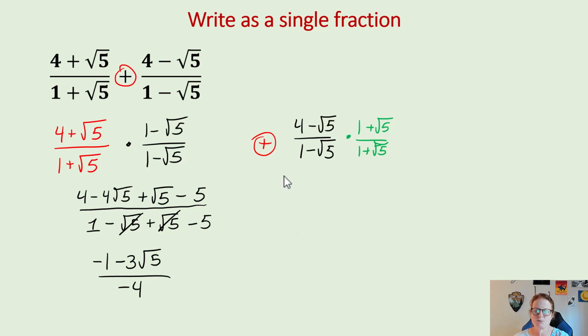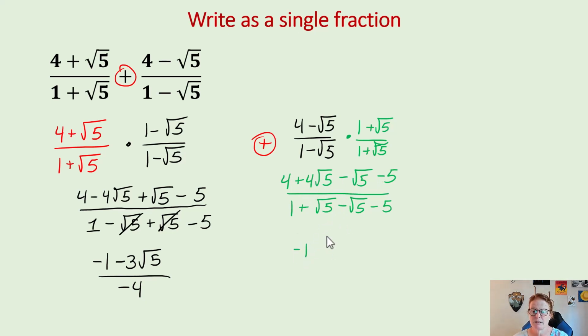4 times 1 is 4. Plus 4 square root of 5. Negative square root of 5 times 1, negative square root of 5. Negative square root of 5 times positive square root of 5 is negative 5. Okay. Then I do the denominator. I'm going to get 1 plus square root of 5, 1 times square root of 5, minus square root of 5, minus 5. Okay. When I combine my like terms, 4 minus 5 is negative 1.